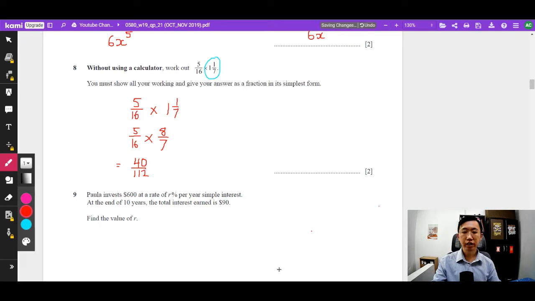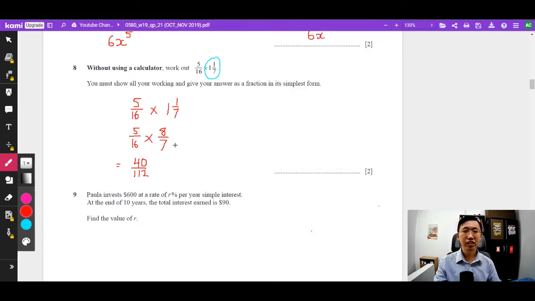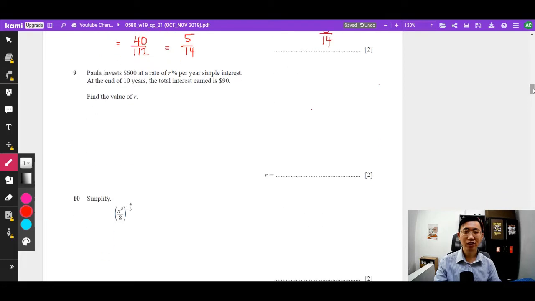Again, we are going to simplify 40 divided by 112. Even though they say don't use calculator, I will still use it. 40 divided by 112, what is this? 5 over 14. Finally, you show here 5 over 14, and you write your final answer 5 over 14. So that's actually how you do this. Just use calculator, don't mind them. I don't know why IGCSE do this.